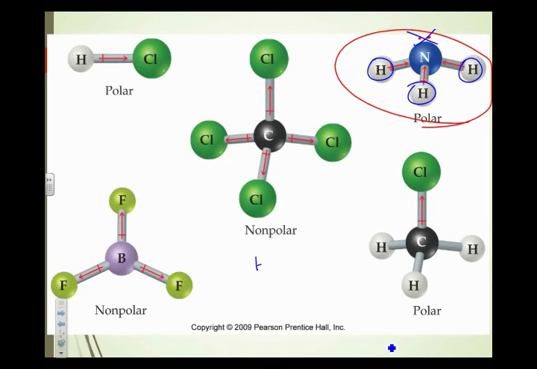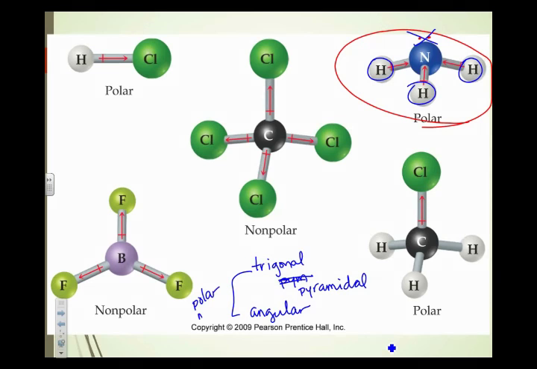So trigonal pyramidal shapes, whoops, didn't spell pyramidal right, pyramidal, and angular shapes, these will always be polar molecules.